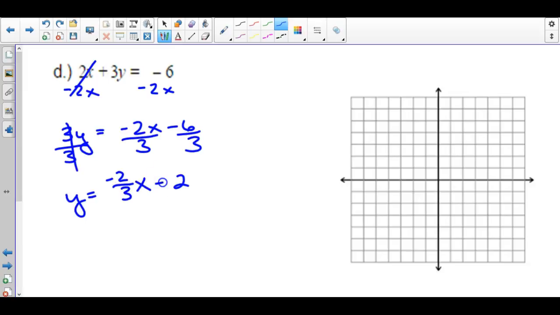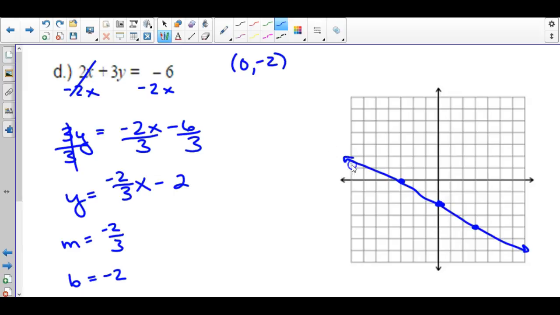-2/3x minus 2. I'm going to identify again, I have a slope here of -2/3 and a y-intercept of -2. So I'll start with the y-intercept of -2, and I'm going to just write that coordinate over here. That is at 0, -2, and then move in this direction of my rise over run, down 2 and to the right 3, and then I can also, if I wanted to, go up 2 and to the left 3. I'm going to mark off what those coordinates are.